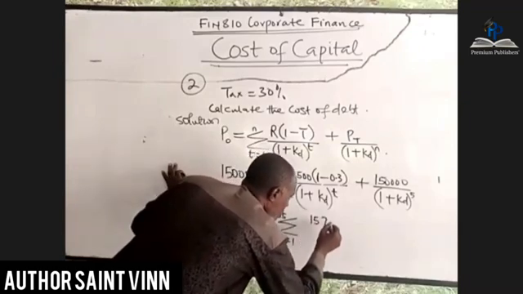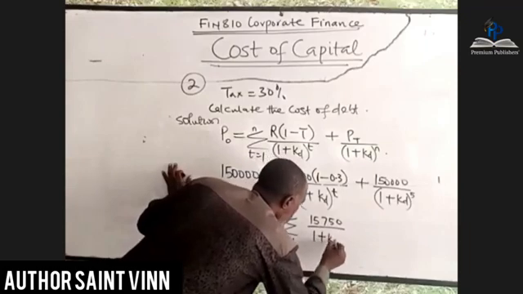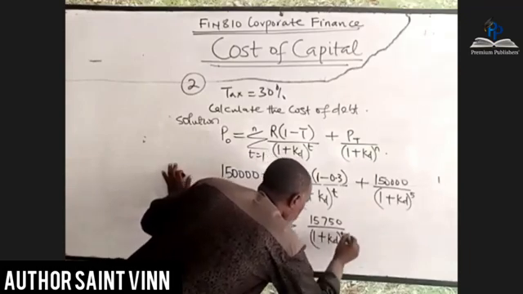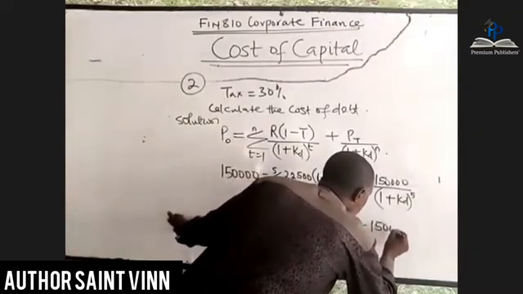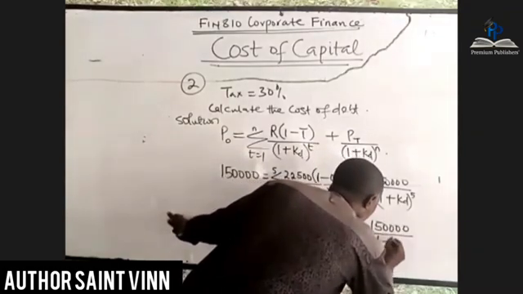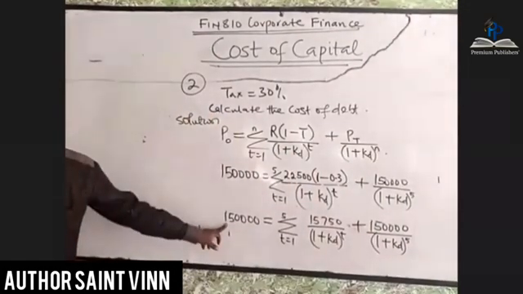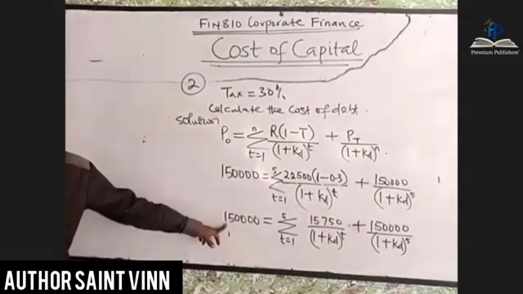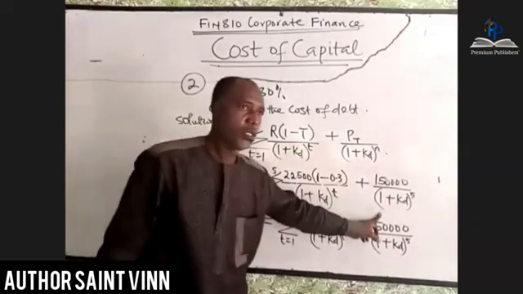15,007 what? Good. All over 1 plus kg from T plus 150,000 all over 1 plus kg all raised to power 5. That's all. Current year is still 150,000. This one from 1 to 5. This is the fifth one.